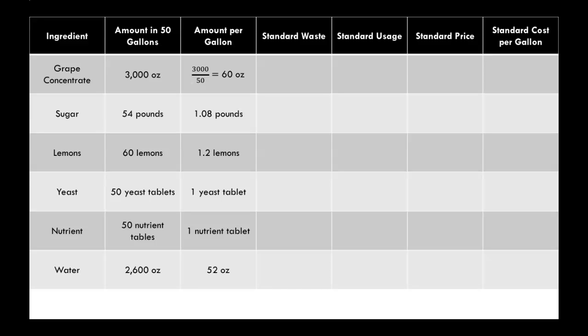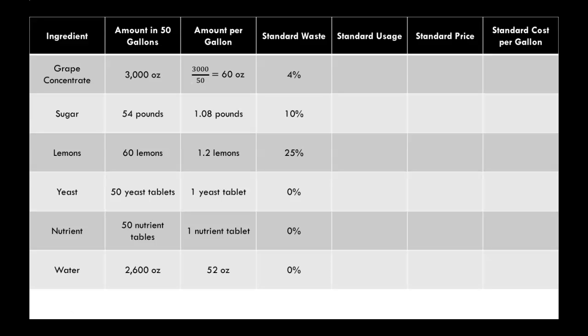So now that we know that, that tells us what we need in 1 gallon of production. Now, standard waste. We were told that a certain amount of the grape concentrate wasn't going to be able to be used. A certain amount of the sugar wasn't going to be able to be used. So we'll plug those in there. So it's 4% of our grape concentrate we were told won't be able to be used. 10% of the sugar and 25% of the lemons.